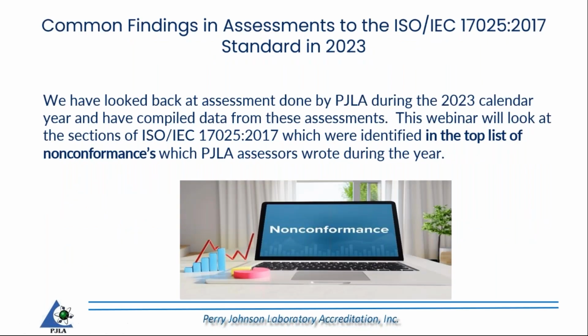So during 2023, what we've done is compile data from actual PJLA assessments, and this webinar pertains to the 17025:2017 program for both testing and calibration, and if we have any sampling folks in there. We identified a top 10 list, basically the sections in which assessors wrote non-conformances during PJLA's assessments. I'm going to go through this list, counting backwards, starting at number 10, and hit on some of the areas that I feel may have prompted writing non-conformances.